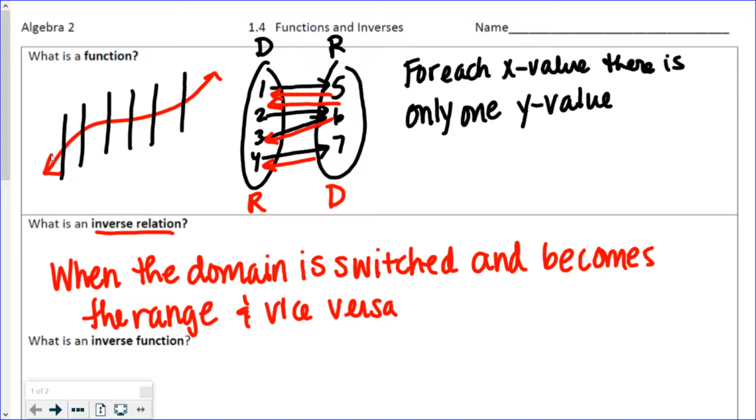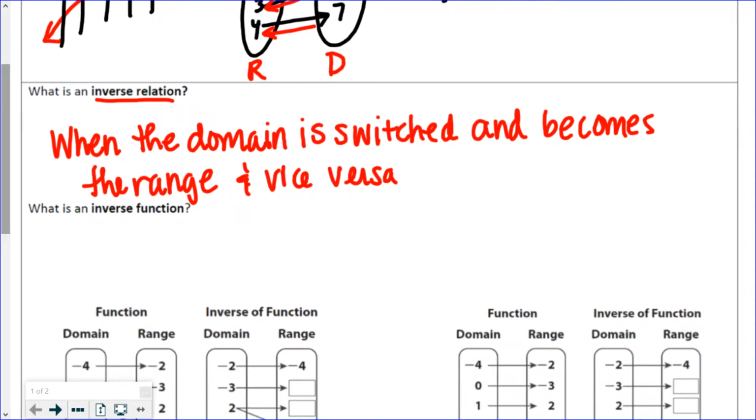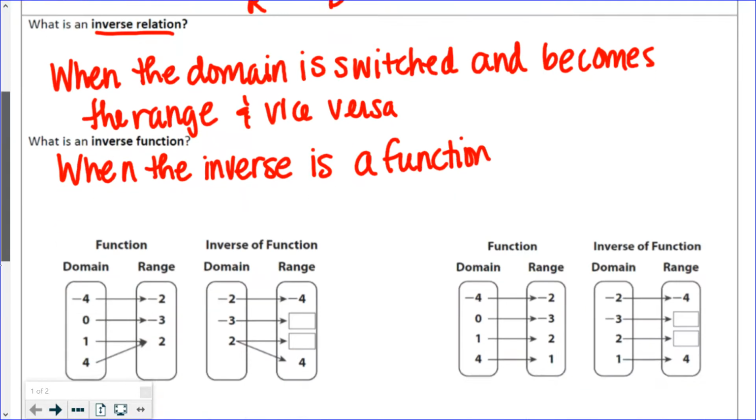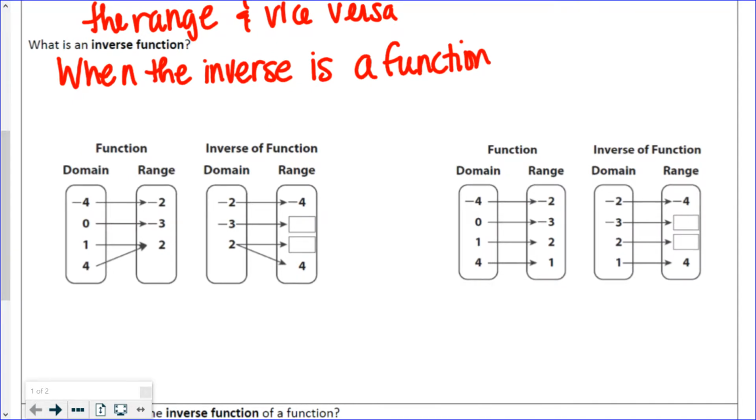What makes it an inverse function is when the inverse is a function. So let's explore that down below here a little bit. So I've got two different examples. For this example, let's first just fill in the table. So I've got the -4 goes to -2.